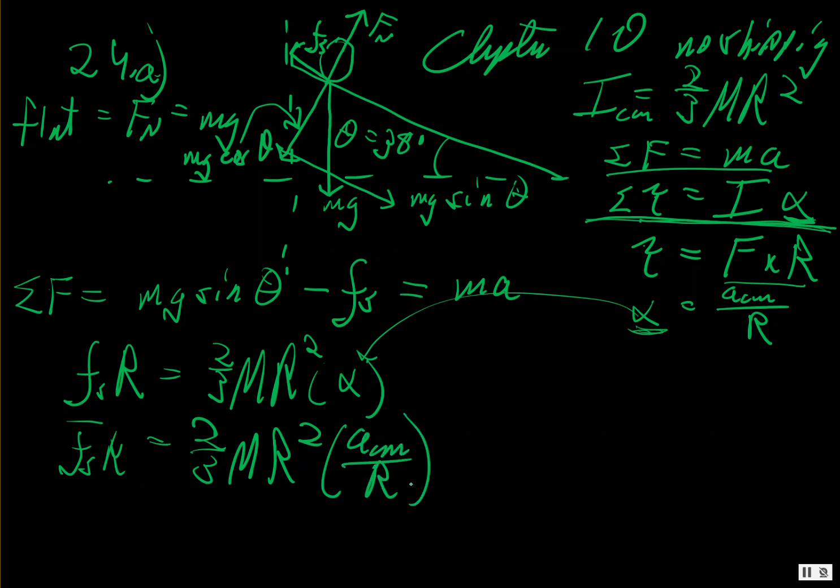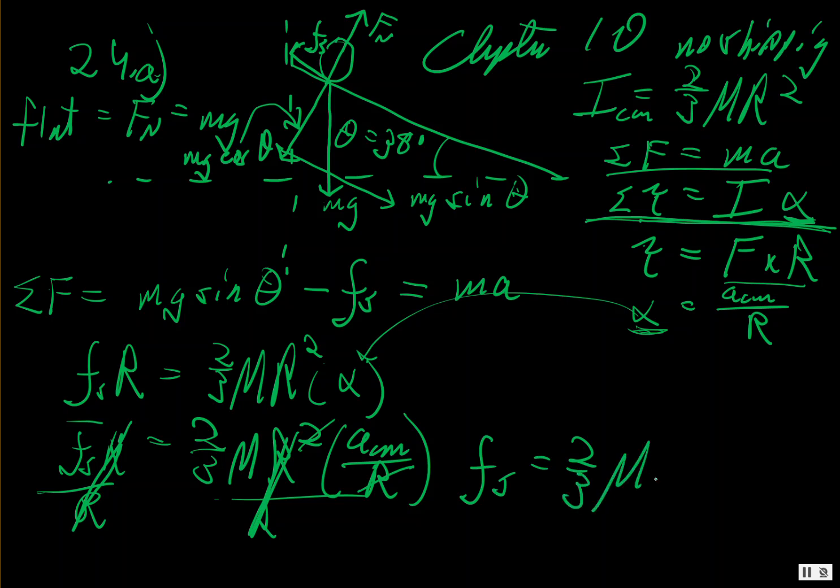Now watch what happens. Let's do some simplifying. This R cancels out the square. Divide both sides by R. This cancels out, that cancels out, and we're left with the static frictional force equal to 2/3 m times the acceleration of the center of mass. So now we can find the frictional force, and that's very, very important.